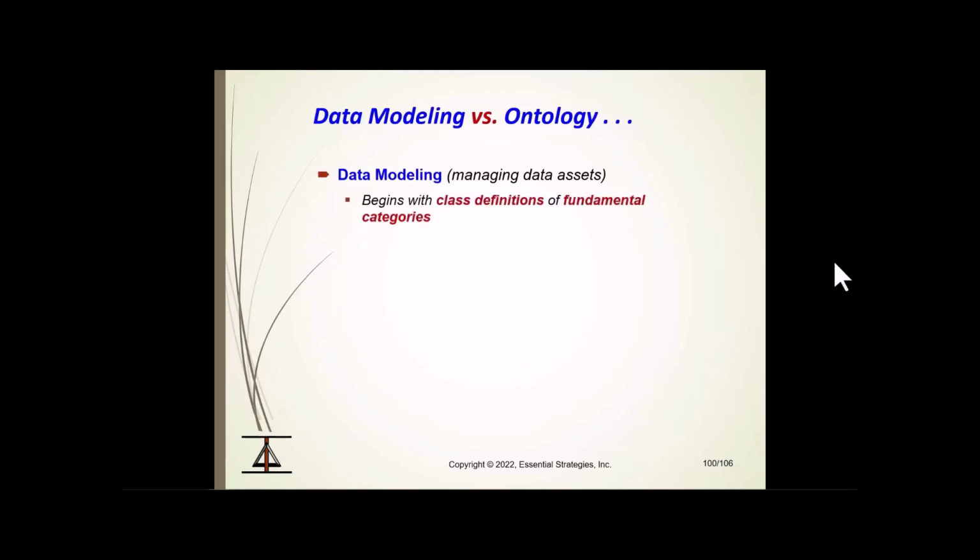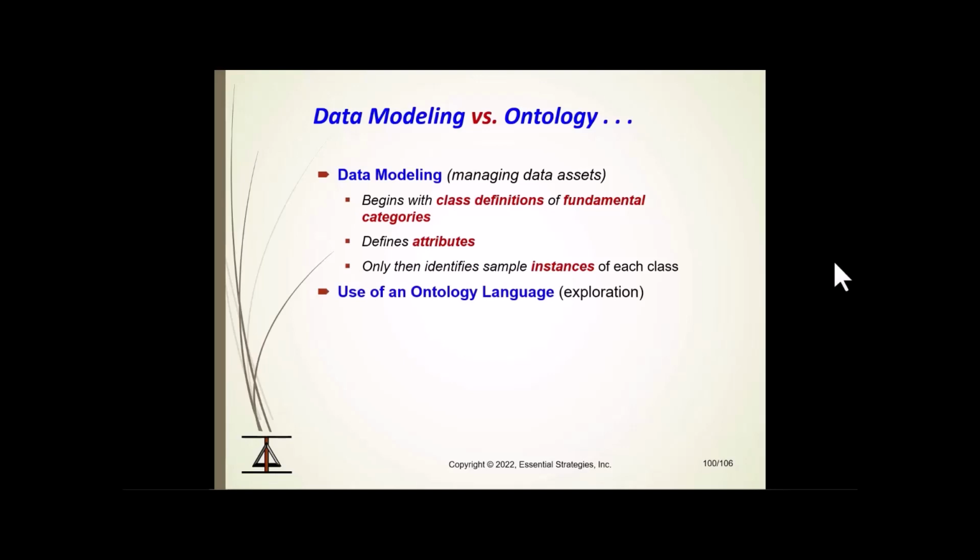The process of building a data model begins with specifying class definitions of fundamental categories, and then elaborating on each of these to define appropriate attributes for each entity type. Only then does the modeler typically reach out to identify sample instances of each class. These instances are solely for illustration. They are not important to the model itself.